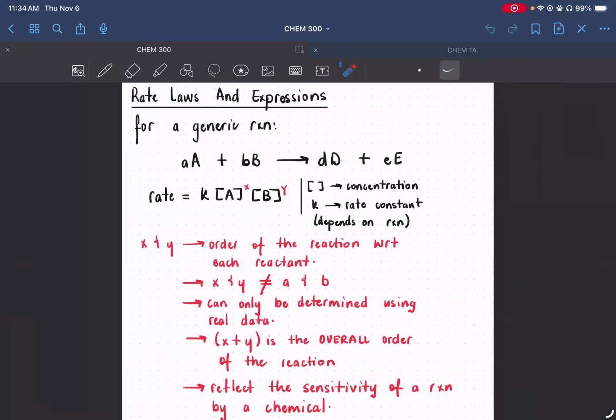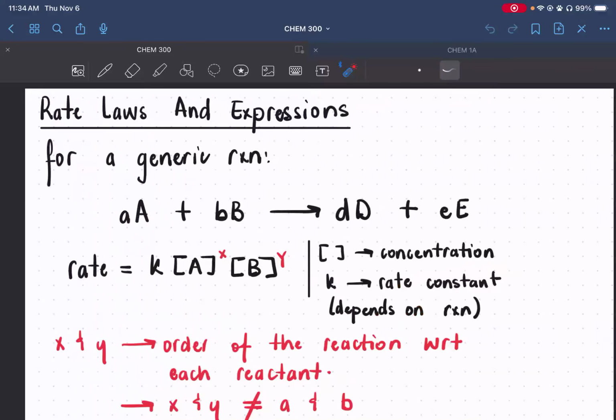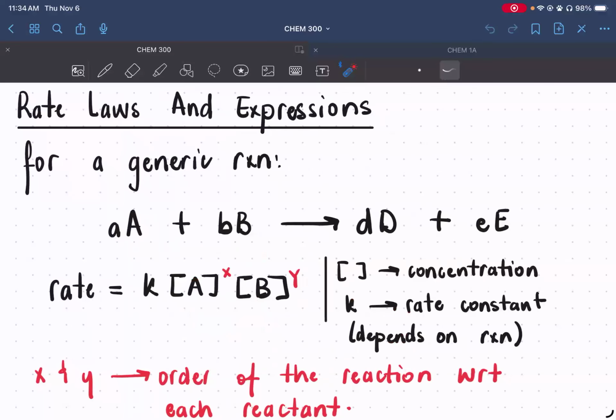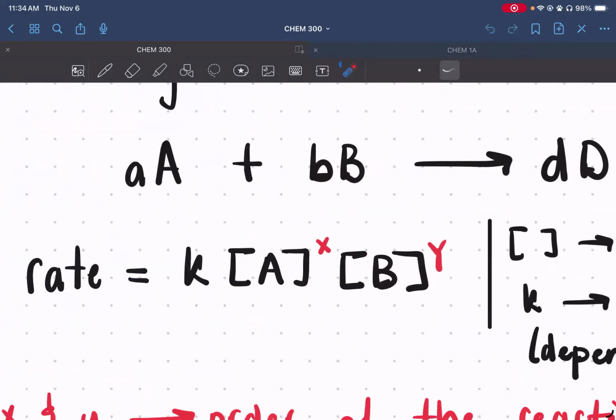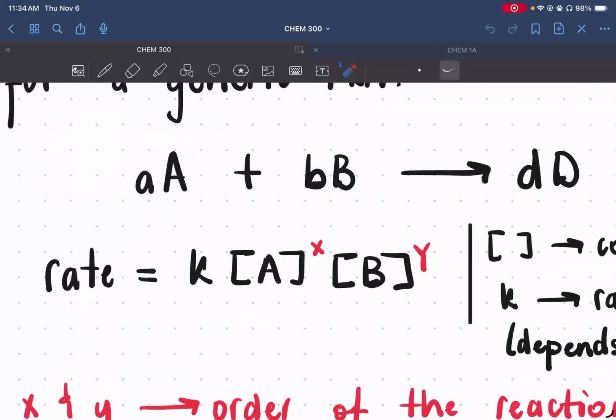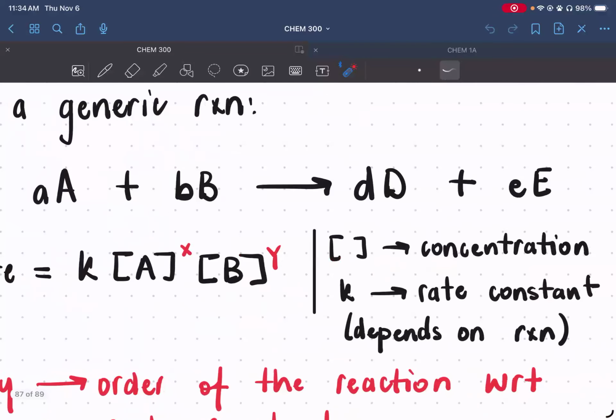That then led into a more technical discussion about rate laws and their expressions. We said for a generic reaction here, A plus B gives us D plus E. The rate of the reaction is equal to some constant k multiplied by the concentrations of the reactants raised to some powers x and y. We, of course, know the square brackets refer to concentration, and k is our new term, our rate constant, a rate constant that depends on the reaction.